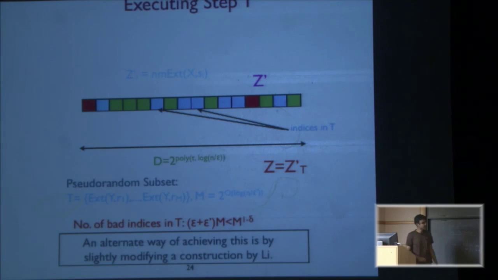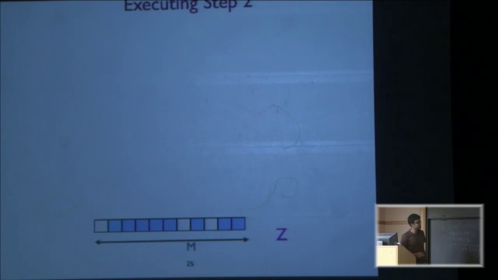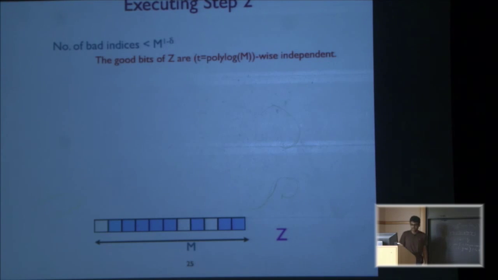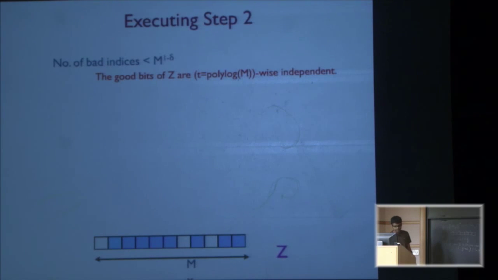All right, and a slight modification of a construction by Shinley in his 3-source extractor can be used to get similar parameters. Now we'll execute step 2, where we have a string z with m bits. The number of bad bits is m to the power 1 minus delta, and the good bits are polylog-wise independent. So now blue is good and white is bad.